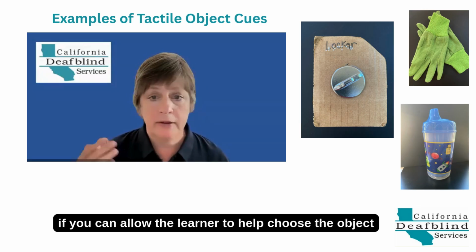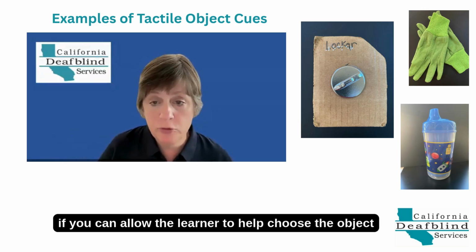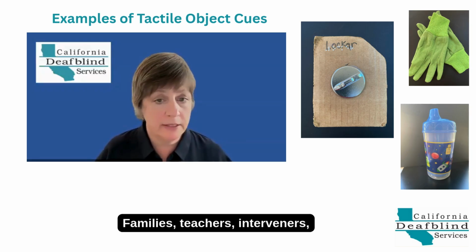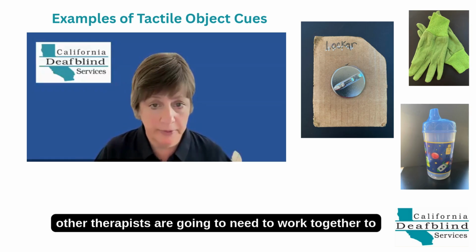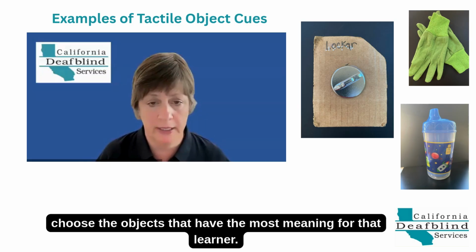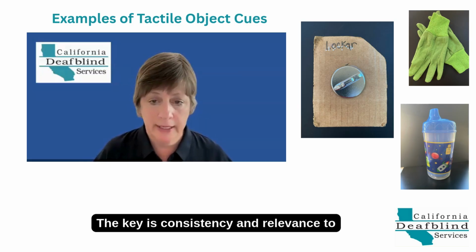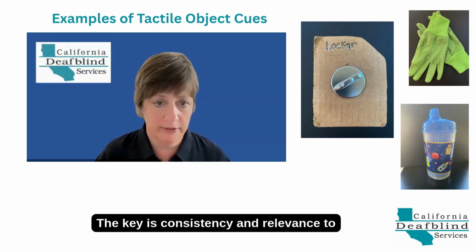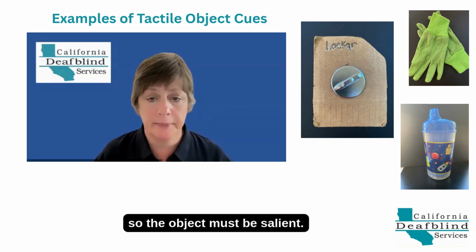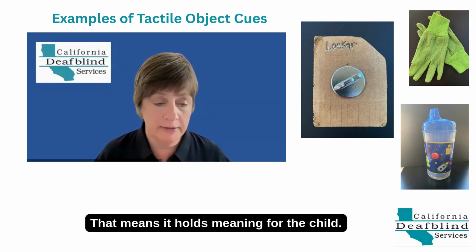And if possible, if you can allow the learner to help choose the object, that could make it even more powerful. Families, teachers, interveners, other therapists are going to need to work together to choose the objects that have the most meaning for that learner. The key is consistency and relevance to the learner's experience. So the object must be salient. That means it holds meaning for the child.